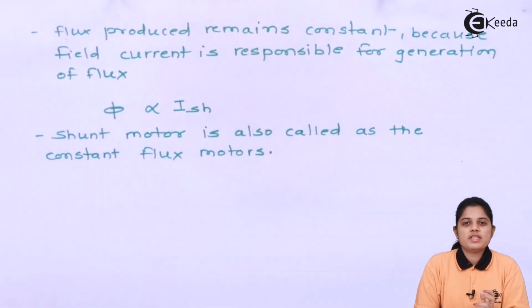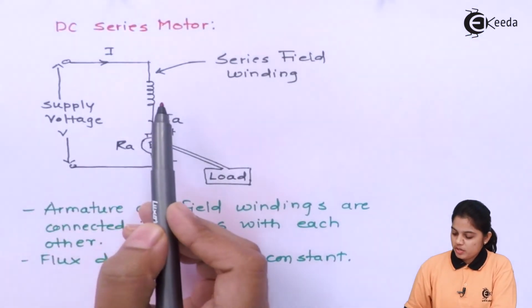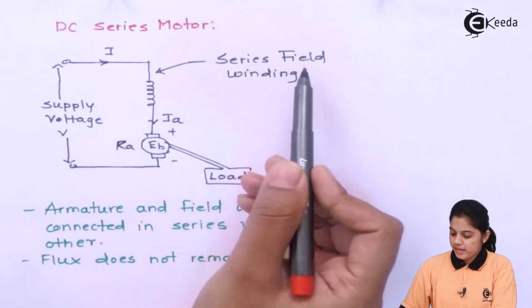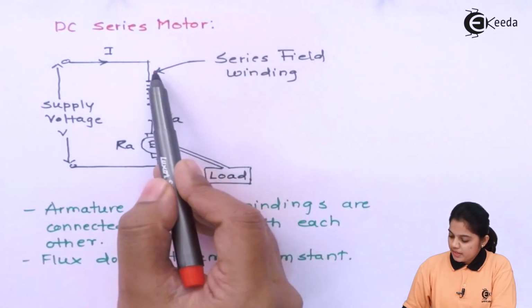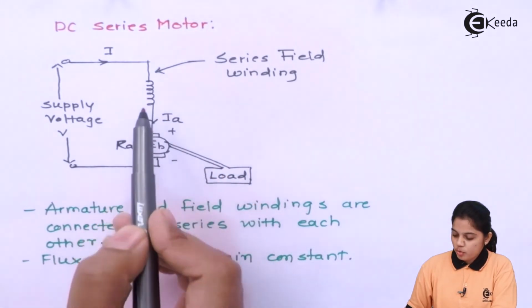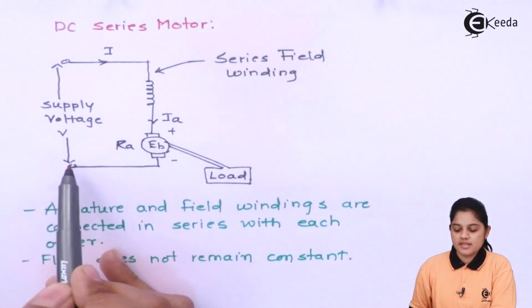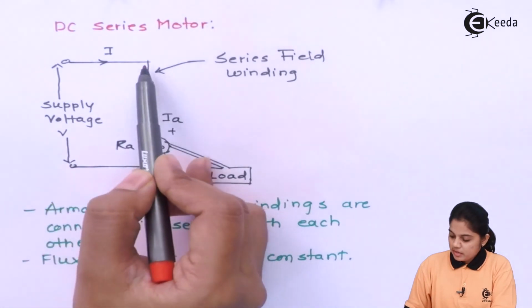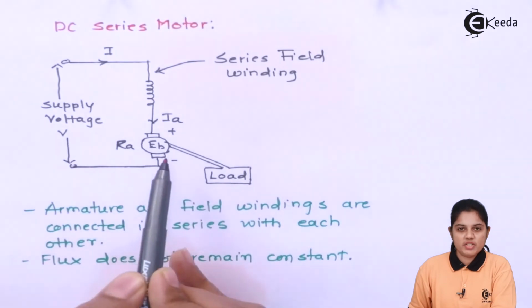Now after this we will see how the series DC motor works. This is the simple diagram of a DC series motor. Here you can see this part represents the field winding and this part represents the armature winding, and the field winding and armature winding are both connected in series across the supply voltage. So the total current flowing through the circuit is the current flowing through the field winding as well as the current flowing through the armature winding.